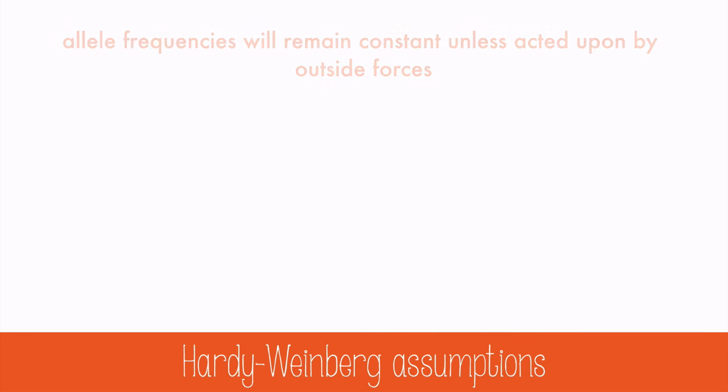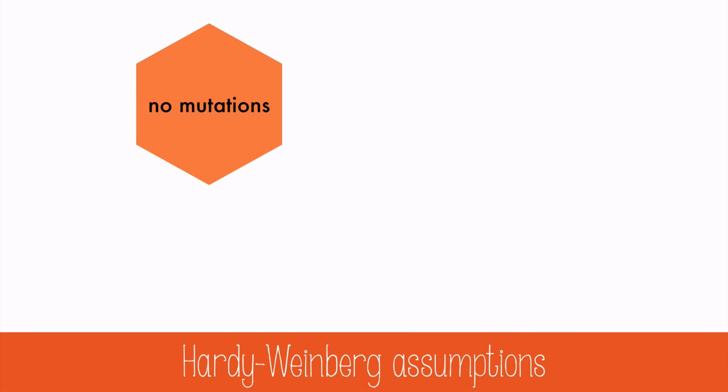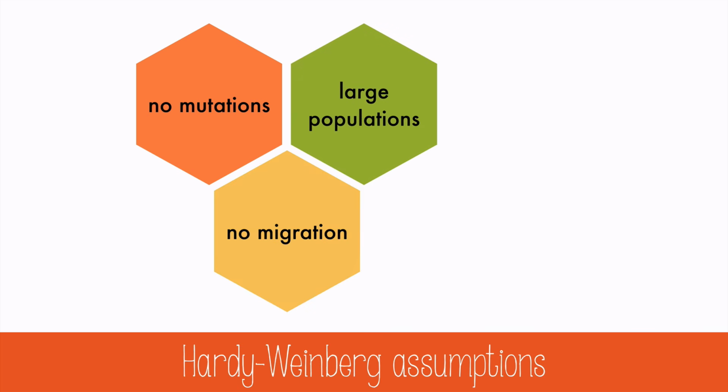First, there can be no mutations, because mutations will change the allele frequencies, and that would lead to evolution. Second, there can be no migration, because that will remove or add alleles to the population, changing the frequencies and leading to evolution. Third, populations must be very, very large. Small populations are easily changed by random events, but large populations are more stable and not so easily changed.